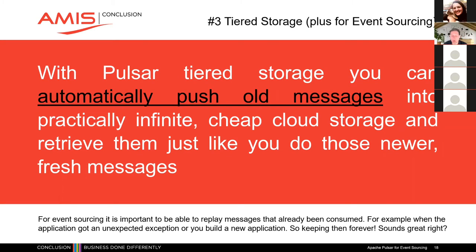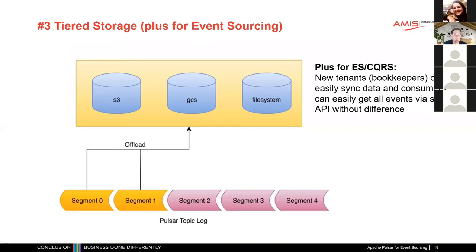That can be the cloud storage, right? Or maybe a network storage somewhere if you run it on premise. And with that, we can still retrieve them just like those newer, fresh messages. That comes because we have the unified API, so the consumer doesn't see that it's in the cold storage. But you see here, we have the topic log, right?